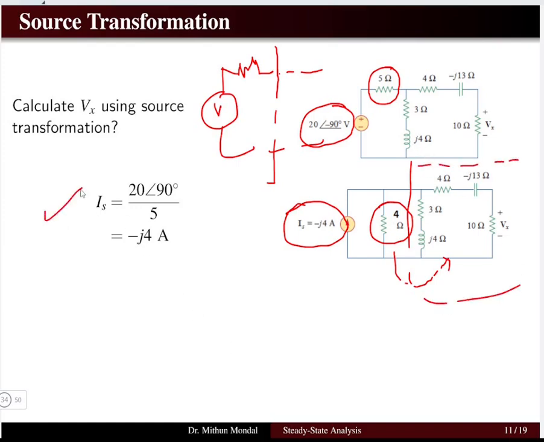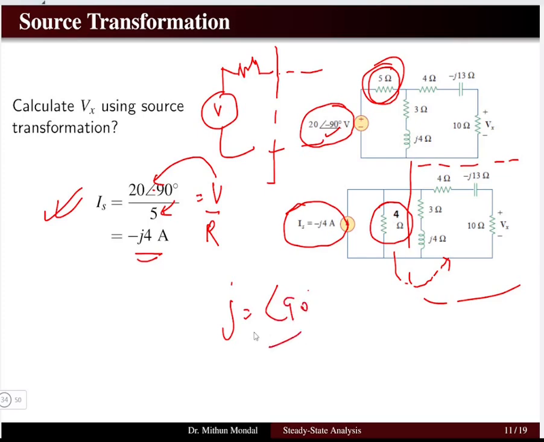So the current source magnitude, in accordance with Ohm's law, is the potential divided by the resistance. The voltage is 20 angle minus 90, and the resistance is 5 ohms. So we get a current of minus j4. You know that j is basically iota, which is angle 90 degrees.